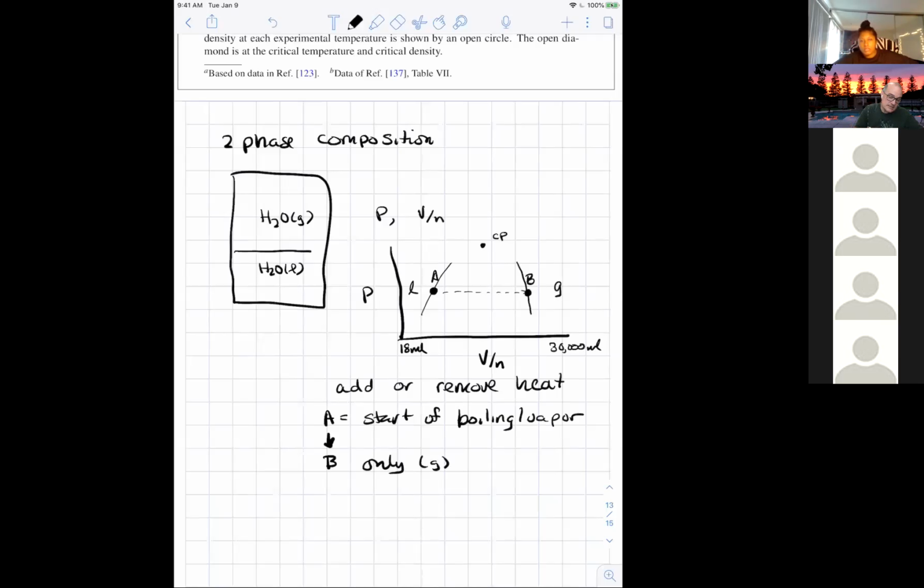But the problem is this is a mixture. It's a mixture of gas and liquid. The liquid has pretty much a fixed molar volume. The gas has a fixed molar volume. In other words, if I come down here, this is going to be the molar volume of the gas. If I come down here, this is going to be the molar volume of the liquid. Once we're in between, we know what the molar volume is, but what's the composition?